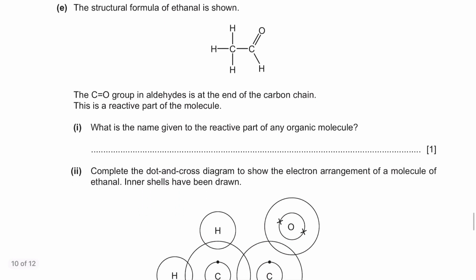Part E. The structure formula of ethanal is shown. The C double bond O group in aldehydes is at the end of the carbon chain. This is a reactive part of the molecule. What is the name given to the reactive part of any organic molecule? The reactive part, like C double bond O, is called a functional group.